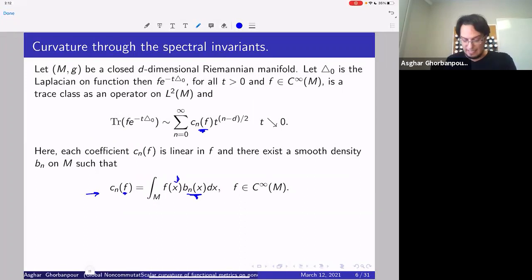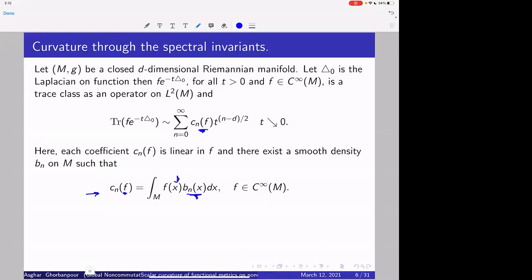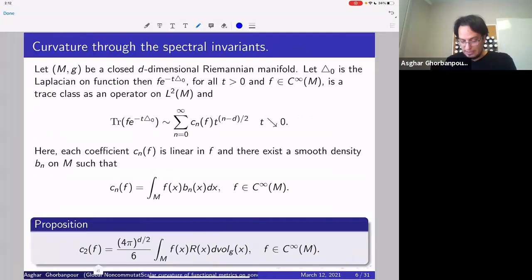But that density, for example when n is 1, is just a constant number. So C_n will basically give us just a multiple of the integral of f. But what is very important for us is the second term of that expansion, when n is 2, so t to the power 2 minus d over 2. Well, I can write it like that.